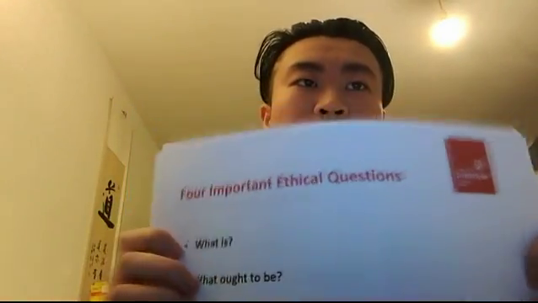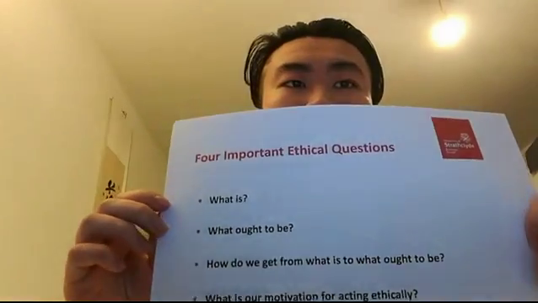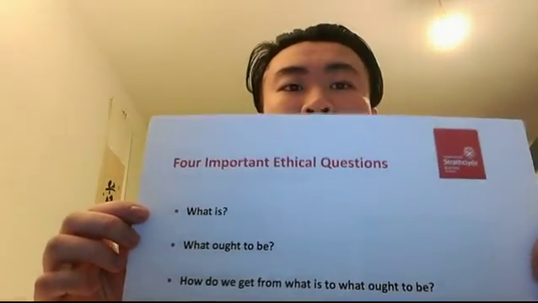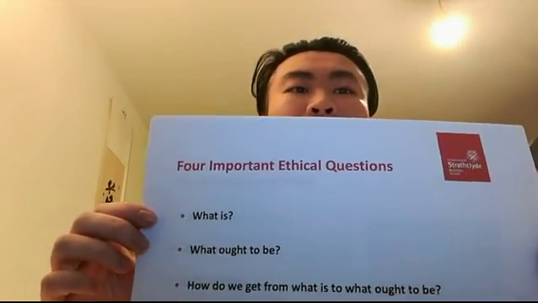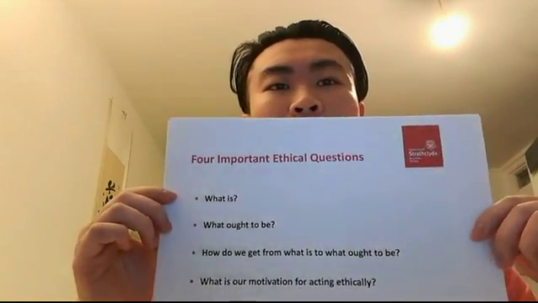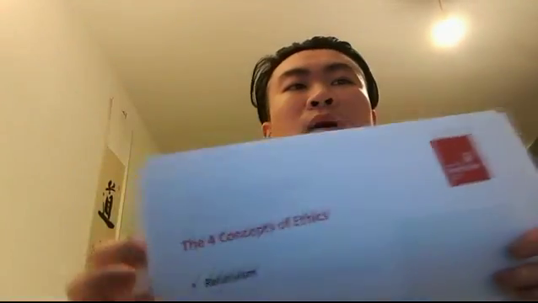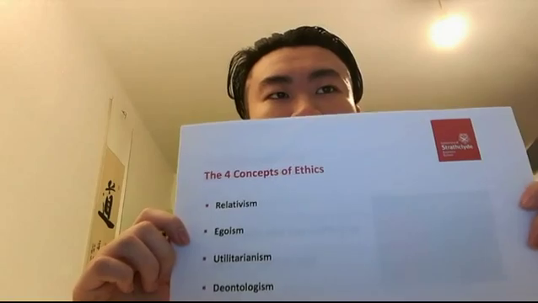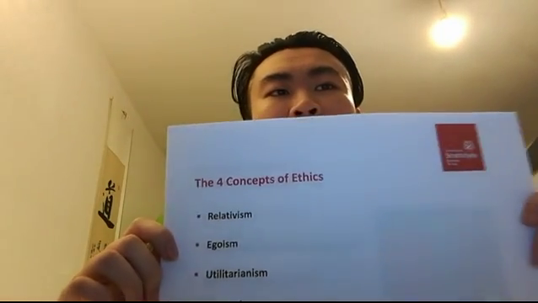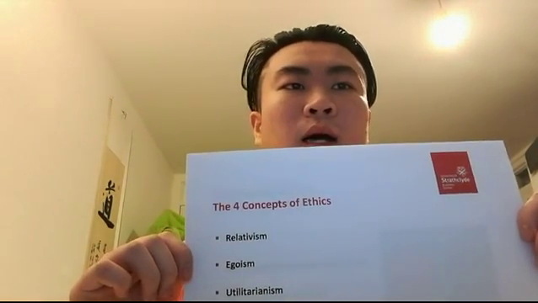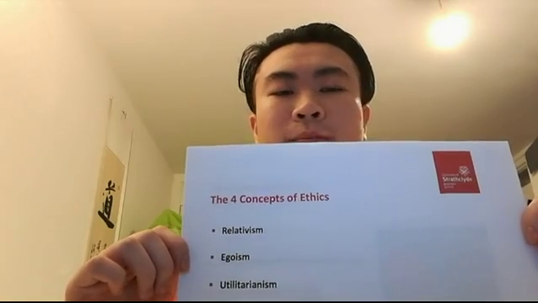What is, and what ought to be? How do we get from what is to what ought to be? What is our motivation for acting ethically? And the last one, I think the most important one, is the four concepts of ethics: relativism, egoism, utilitarianism, and deontologism. So that's all. Thank you.